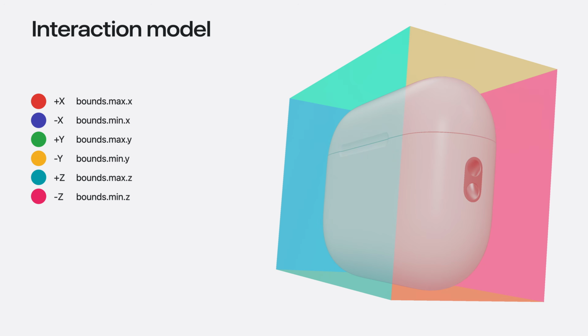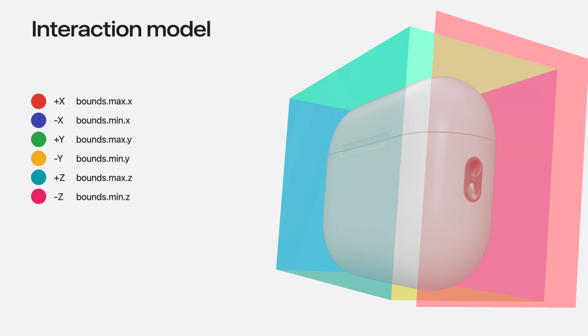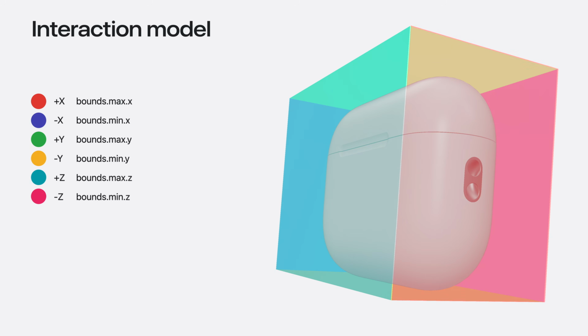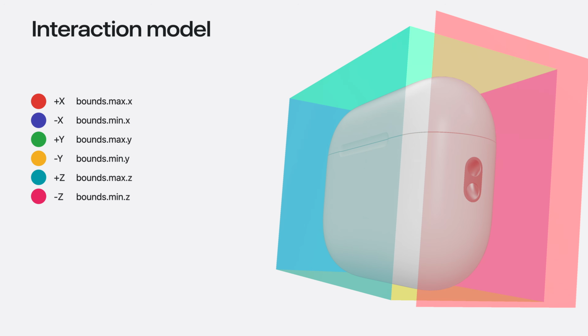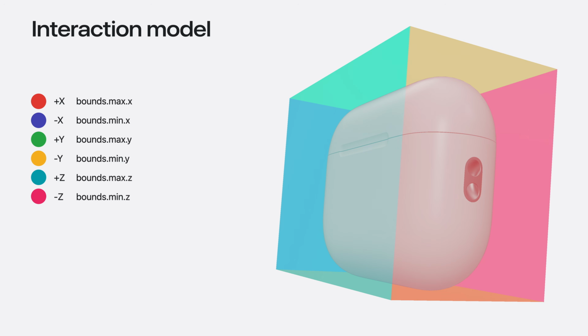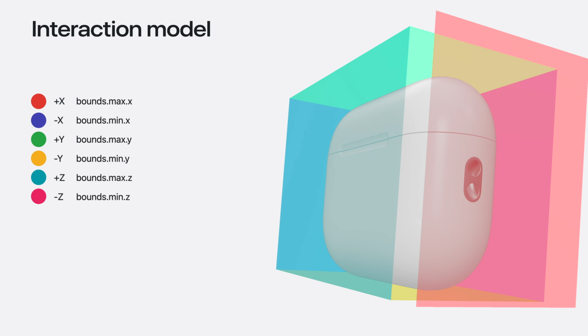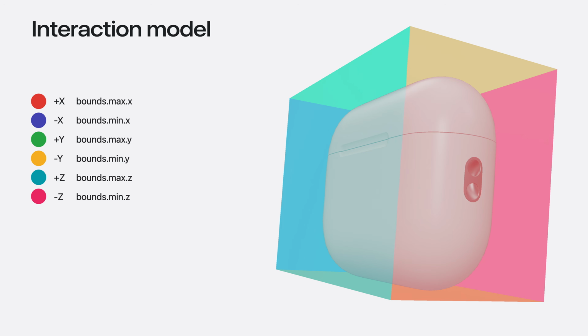Someone grabs the plus X face and pulls it to reveal more of the interior, or pushes it back out to restore it. Each plane controls exactly one scalar value in the bounds. That's the entire interaction model: 6 planes, 6 numbers. Keep that in mind as we work through the implementation.